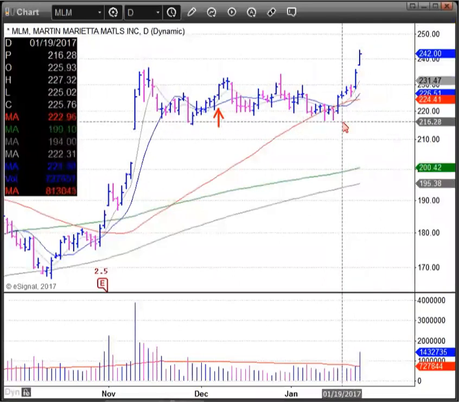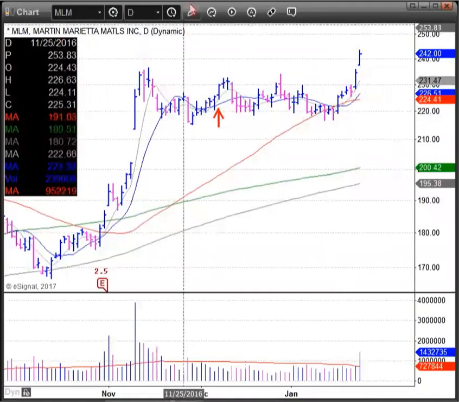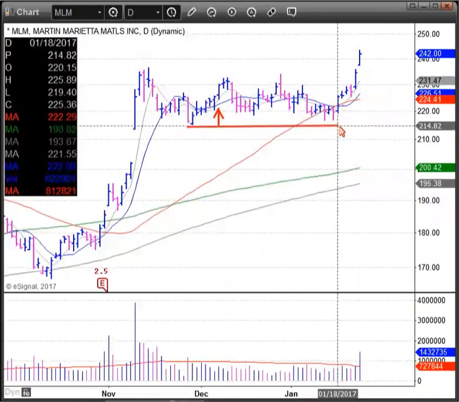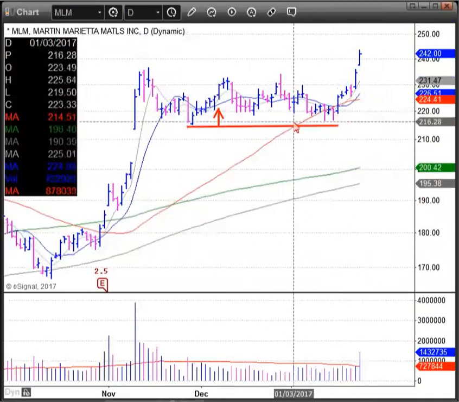And so the lesson here is the stop was over here, right? Some of you that may have bought this may have said, well, it's close enough to my stop, I'm getting out, it's going to hit it. Don't do that, all right?